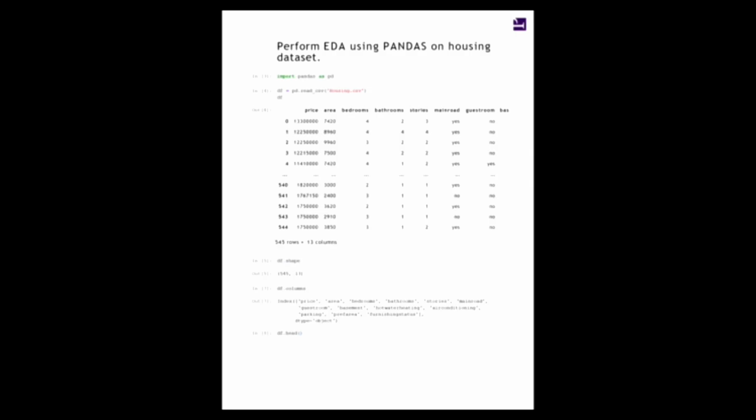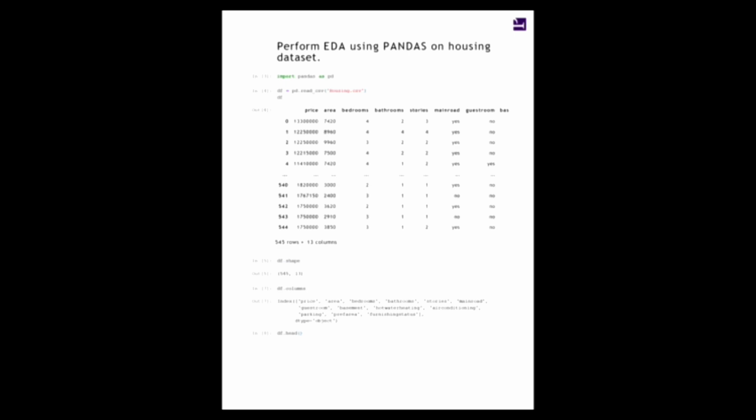Now that the dataset is loaded, let's take our first look at it. Just by calling the data frame df, we get a snapshot. The output shows us the first few and last few rows at the bottom. It confirms we have 545 rows and 13 columns. To confirm this dimension programmatically, we use the df.shape attribute, and as expected, it returns 545, 13.